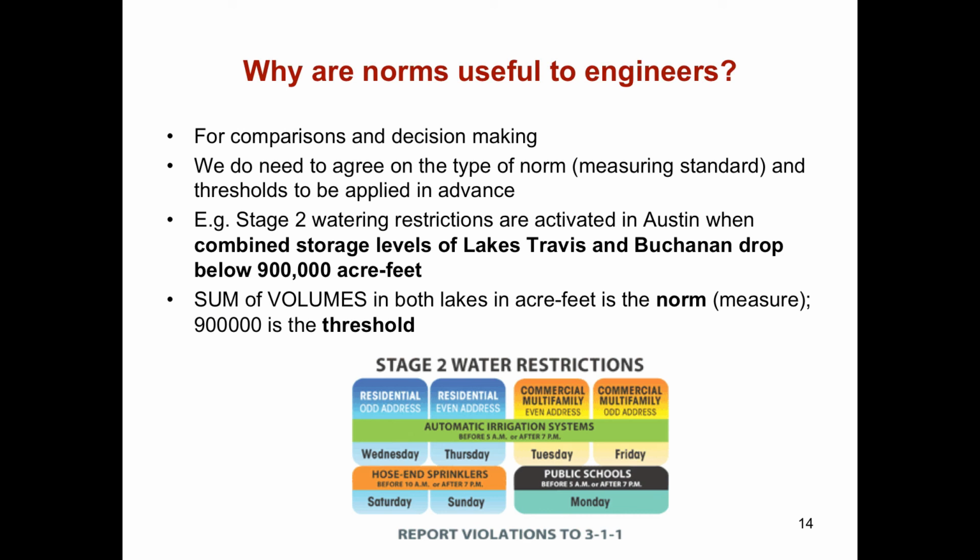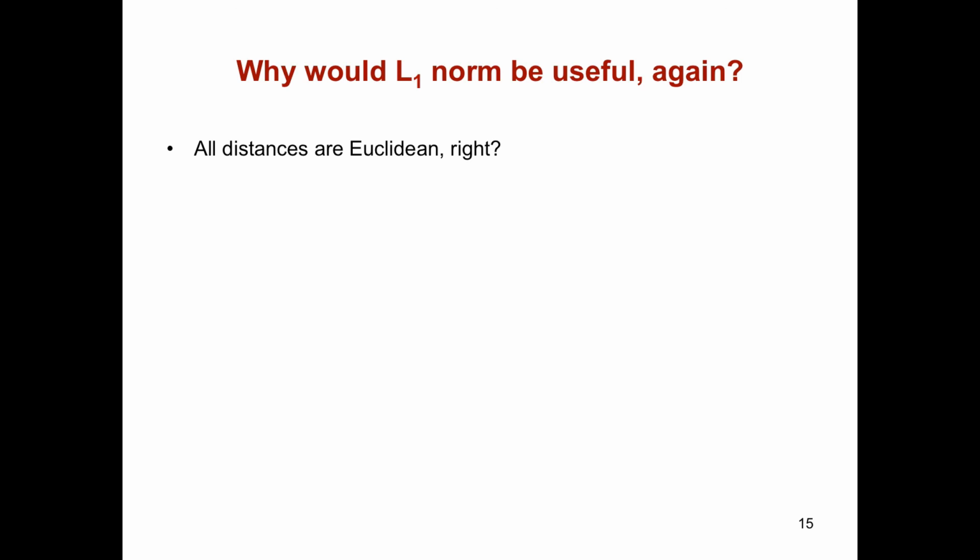Typically these measurements are coming in continually, and you can actually go and look at them online. Okay? So you can program that sum to alert some engineer on the job, hey, hello, this level has dropped below the critical level. So this is basically an example of using the L1 norm. This is essentially the stage 2 water restrictions, and if you find somebody violating the watering restrictions, you call 311.